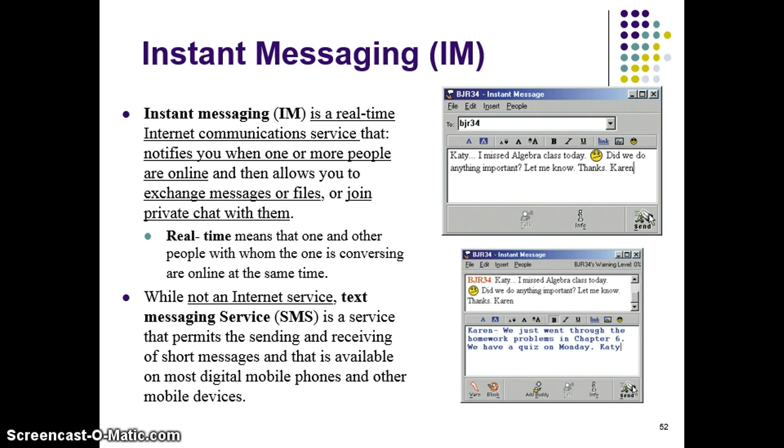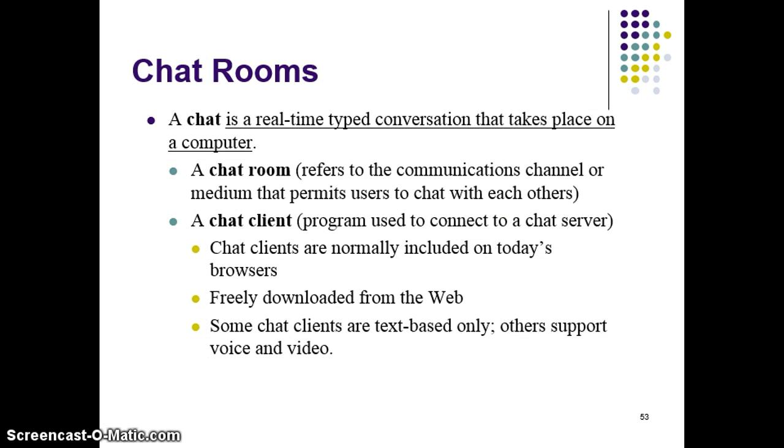Okay, instant messaging is a real-time internet communication service that notifies you when one or more people are online. So you could say in a way WhatsApp is an instant messaging type program. Chat rooms, a real-time typed conversation that takes place on the computer. A chat room refers to a communication channel or medium that permits users to chat with each other.